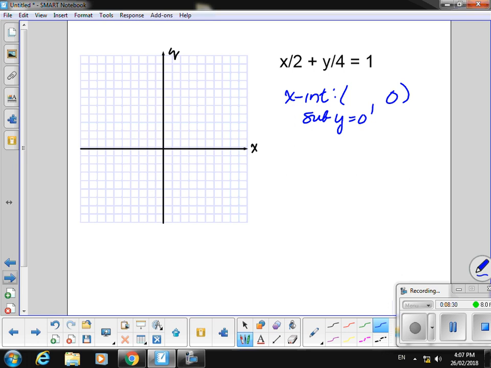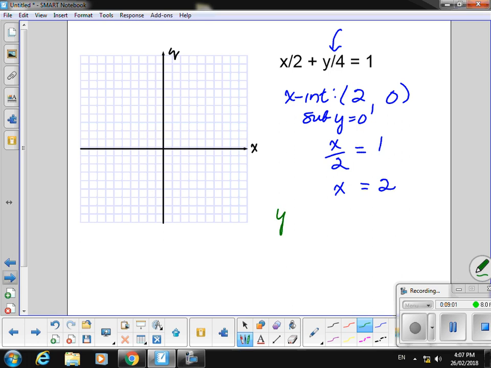If I substitute y equals 0, this fraction becomes 0, because 0 divided by 4 is 0. I'm so lazy, I'm not even going to write it down. I'm going to have x divided by 2 equals 1. If I want to solve for x, I'm going to get rid of divide by 2 by multiplying both sides by 2. That leaves me with x equals 2. My x-intercept is 2.